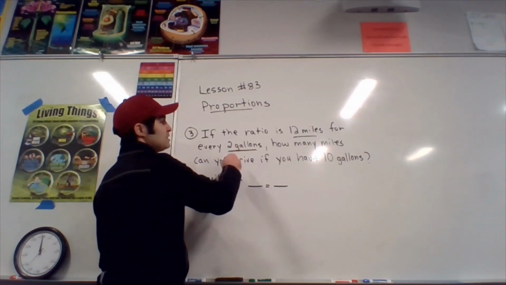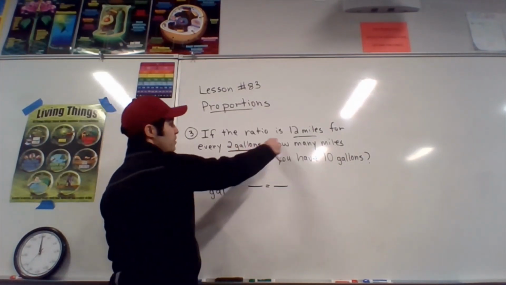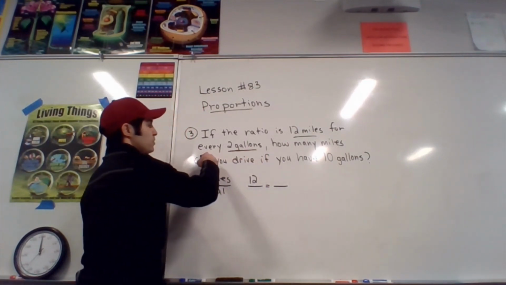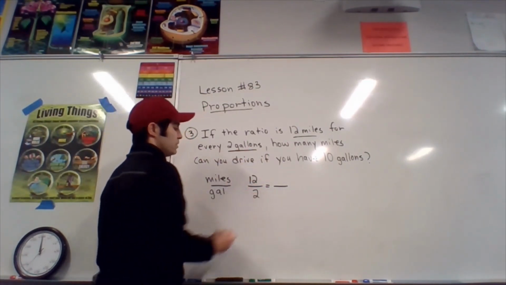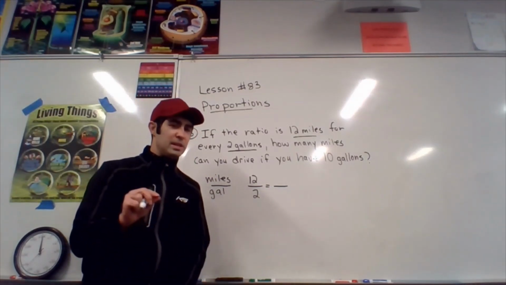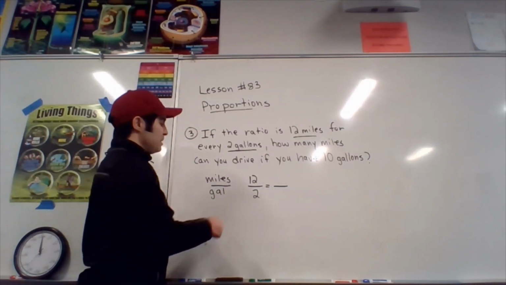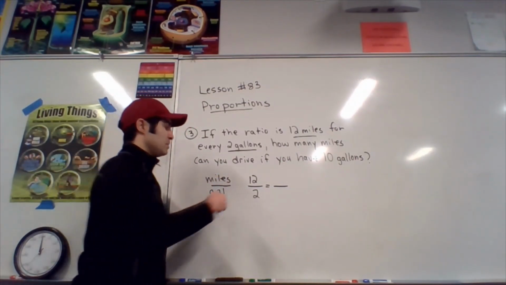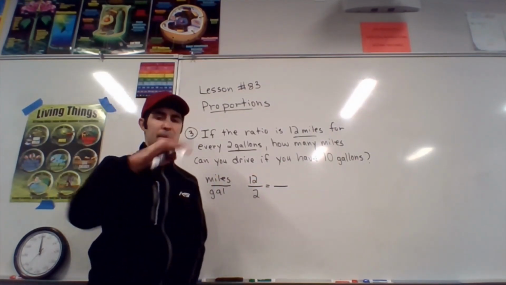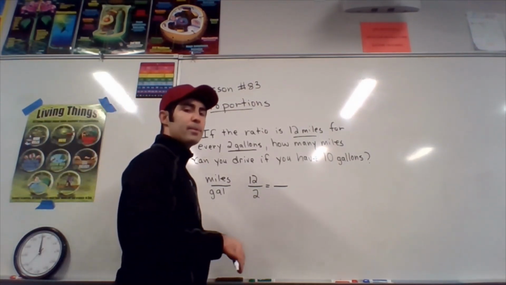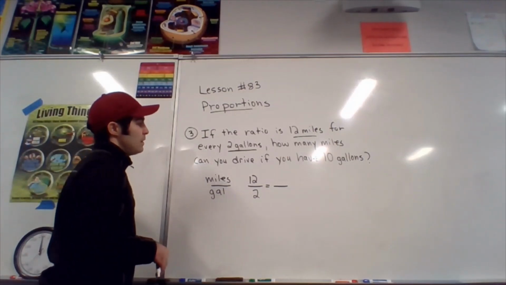So the number that is associated with miles is 12. So that's going to go on top. The number that's associated with gallons is 2. Okay? 12 halves. So this is why ratios are a little bit different than fractions, because we're more thinking about the word ratio. Now some people say that's improper, don't worry about improper, okay? This is a ratio. In ratios, you really don't worry about improper fractions as much.